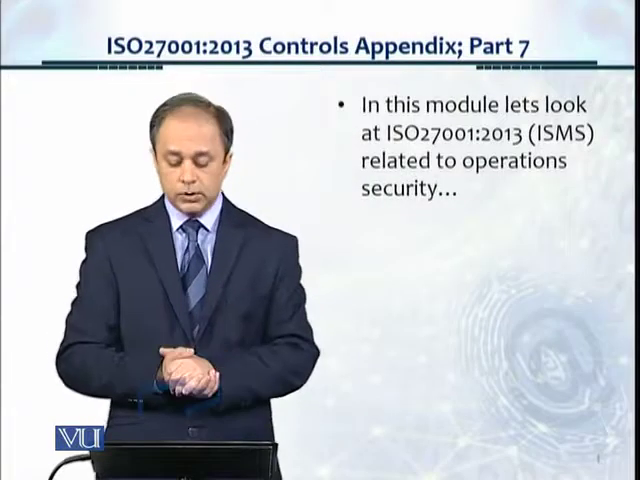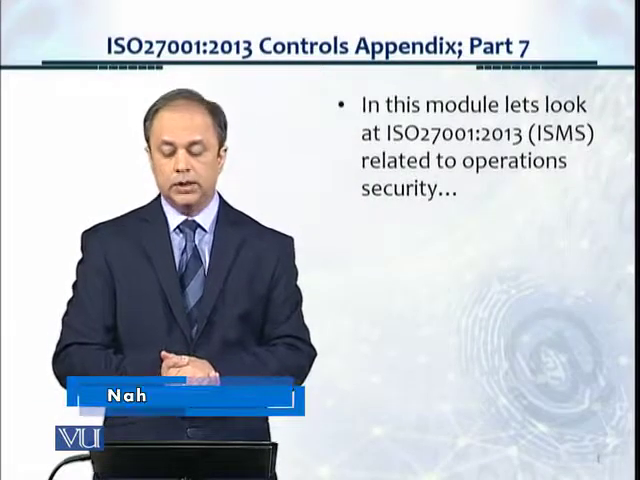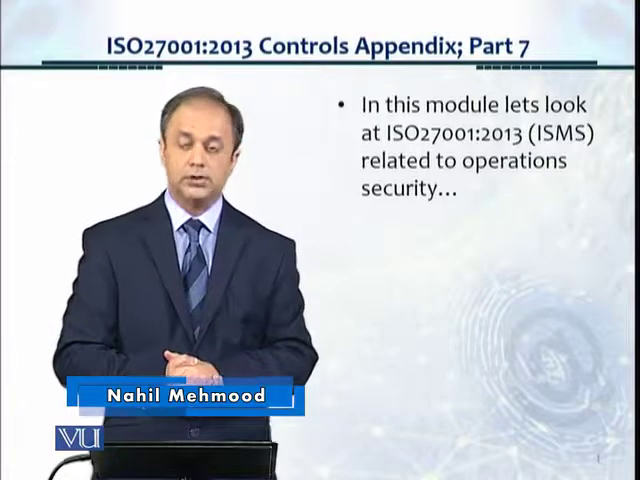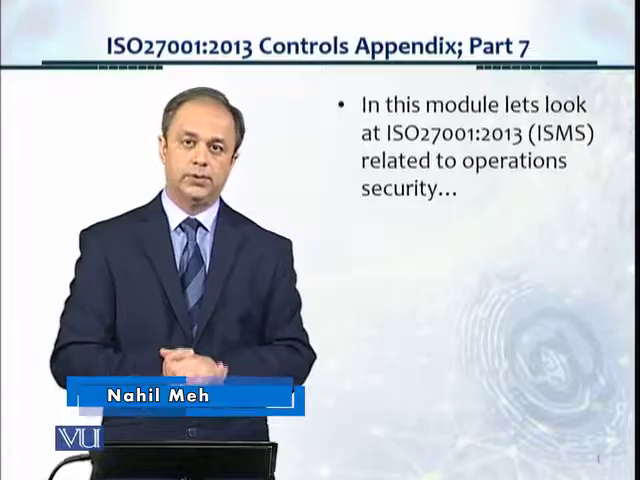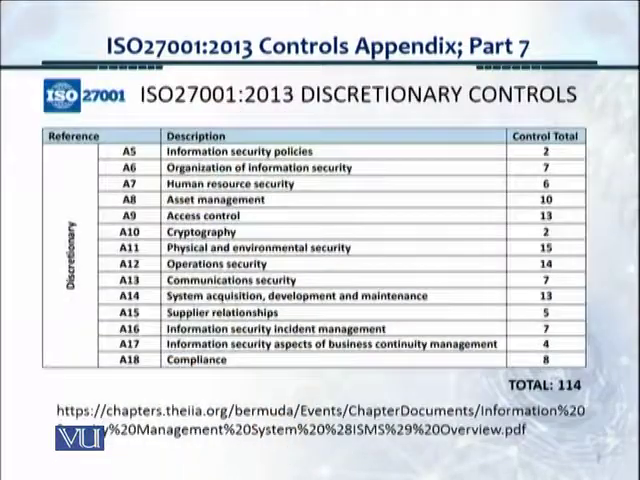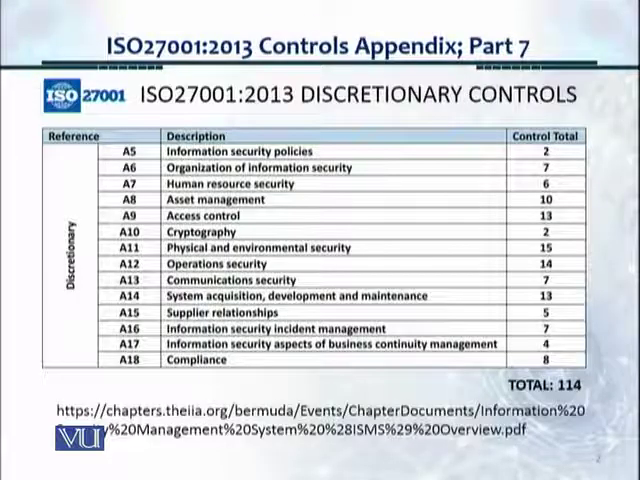Welcome. Now in this module, we're going to take a look at controls appendix, and we're looking at operation security, and this is the 7th part in the series in which we're looking at the controls appendix. Now we are going to look at operation security A.12, and this has a total of 14 controls, one of the largest groups in the entire standard.